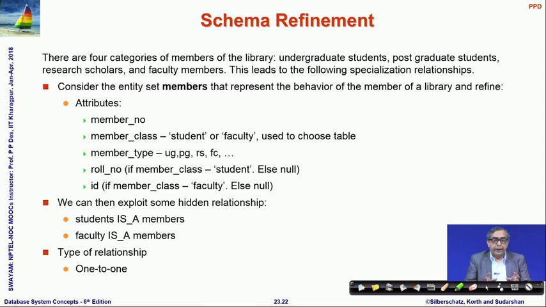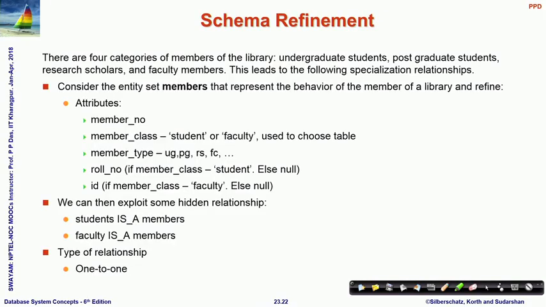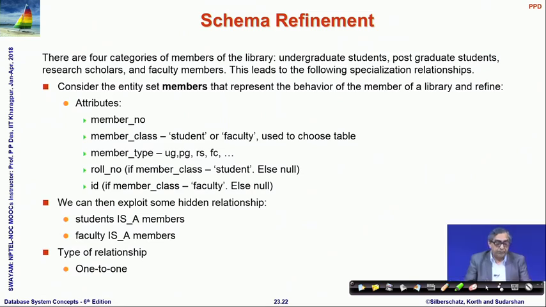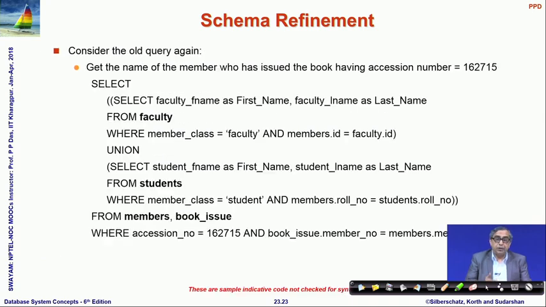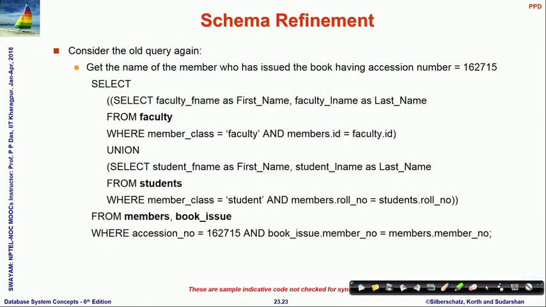That is, from the perspective of issuing books and using the library, both students and faculty can be considered to be members. It is kind of a virtual entity that we can see here, and certainly there will be a one-to-one relationship between the students and members and faculty and members. So, let us see what is the consequence of that in terms of the earlier query.